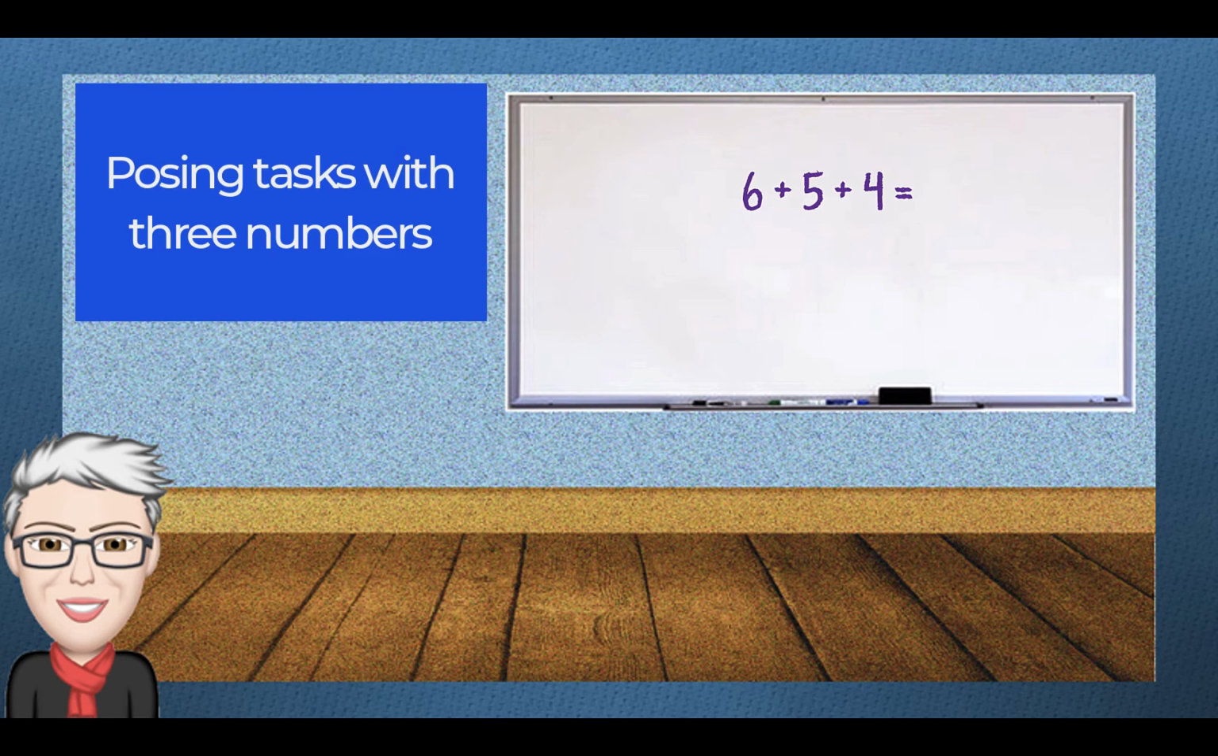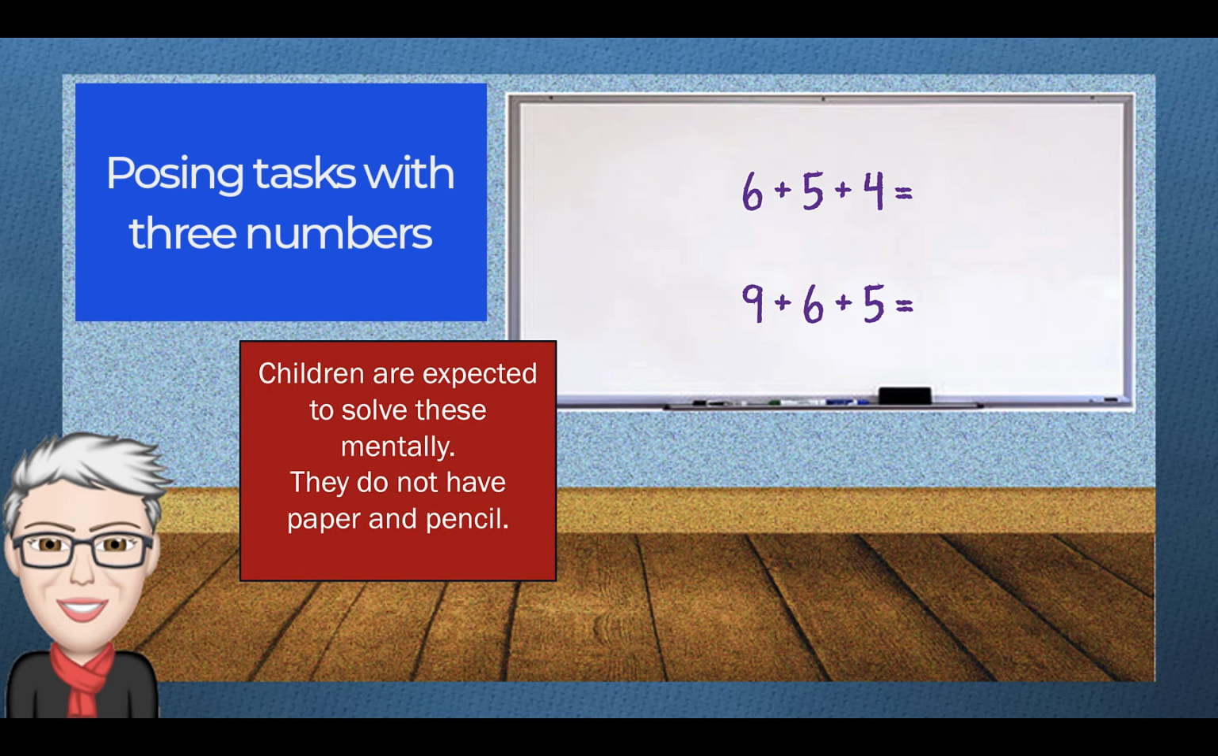Another approach that is very useful, and one that we actually prefer, is to pose tasks that involve 3 numbers, such as 6 plus 5 plus 4, or 9 plus 6 plus 5. Again, children are expected to solve these tasks entirely mentally. They have no paper or pencil or any other materials to use. We can learn a lot from listening to how children figure out these tasks, and children can learn a lot from solving them and from listening to how others solve them.